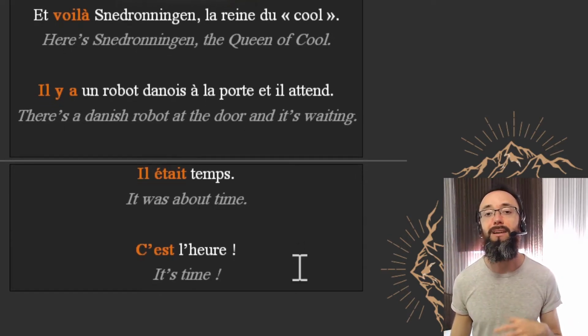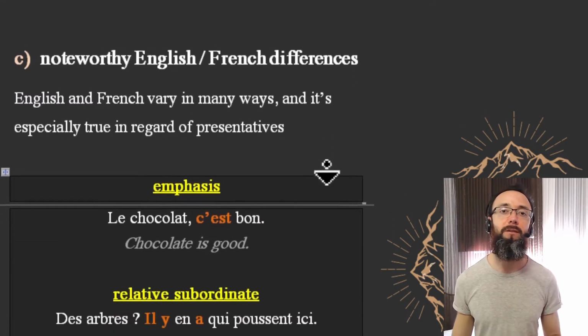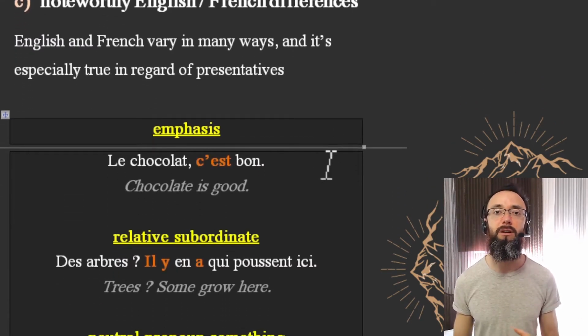And finally we have c'est l'heure. And here in English you would say it's time. C'est l'heure, it's time. English and French vary in many, many ways, and it's especially true in regard of presentatives.